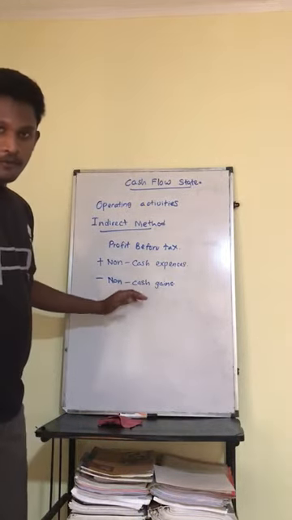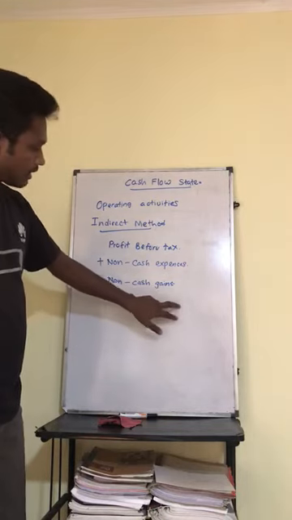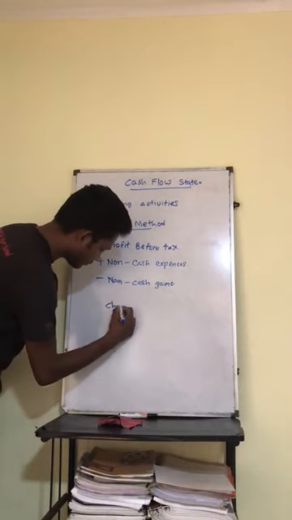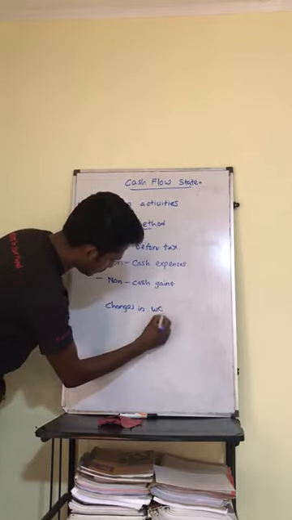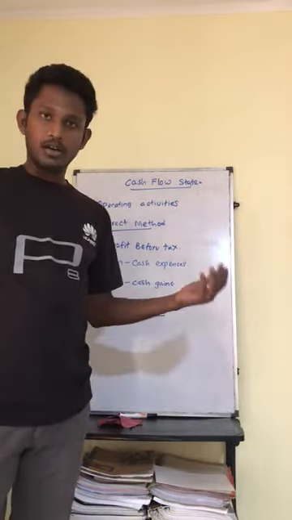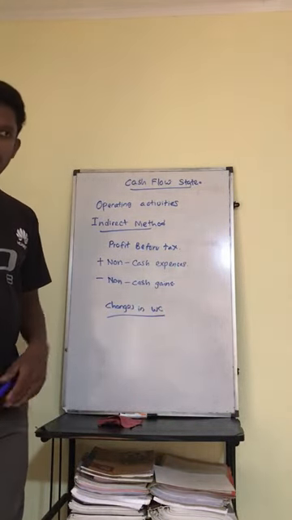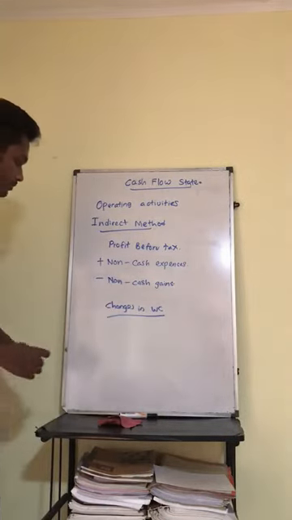In addition to that, we have to work out a very important thing, changes in working capital. Let's discuss the changes in working capital by taking an example. So simply, working capital is current assets and current liabilities.